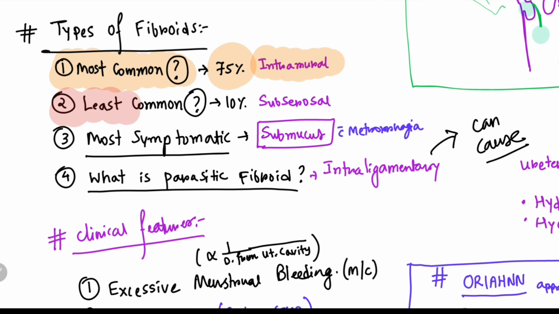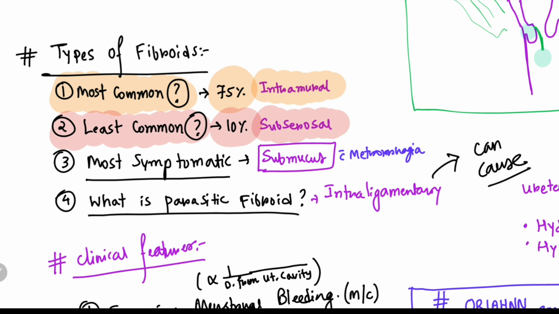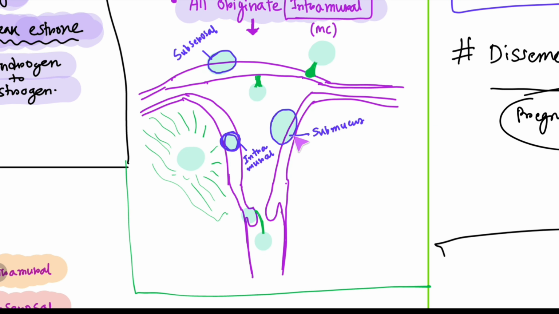Now, the least common type of fibroid, which constitutes only about 10%, is the subserosal type of fibroid. Here you can see this is the serosal layer of the uterus, and this fibroid is growing outside the serosal layer. So this is known as the subserosal type of fibroid. Now, which type of fibroid is most symptomatic in nature? That is the submucous type of fibroid. You must also note that the submucous type of fibroid causes menorrhagia and intermenstrual bleeding. Here you can see the mucosal lining of the uterus, and this fibroid extends into the lumen, crossing the mucosa. So this is known as the submucosal type of fibroid.